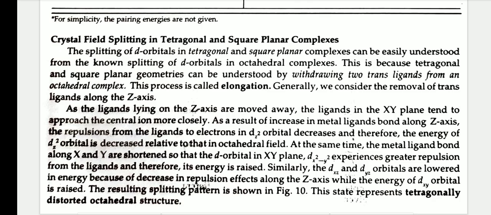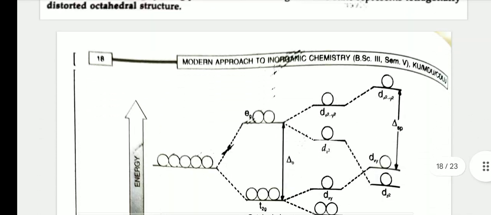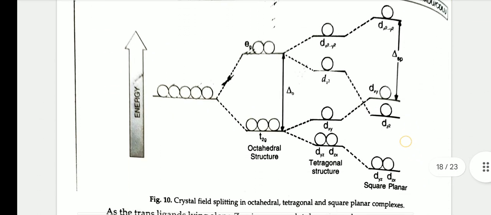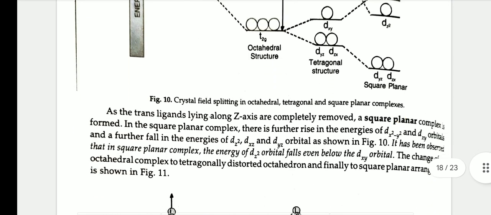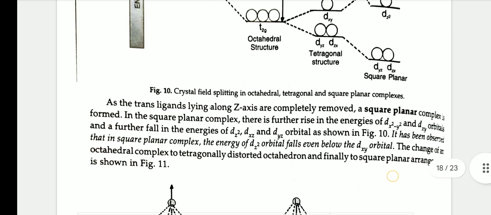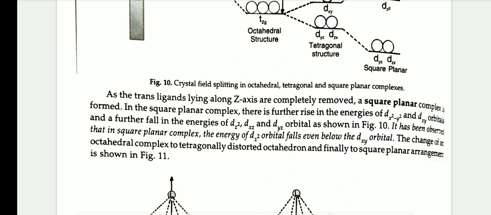The resulting splitting pattern is shown in figure 10. This state represents a tetragonally distorted octahedral structure, as you can see in the figure. As the trans ligands lying along the z-axis are completely removed, a square planar complex is formed. In a square planar complex, there is a further rise in the energies of dx² minus y² and dxy orbitals, and a further fall in the energies of dz², dxz and dyz orbitals, as shown in figure 10.